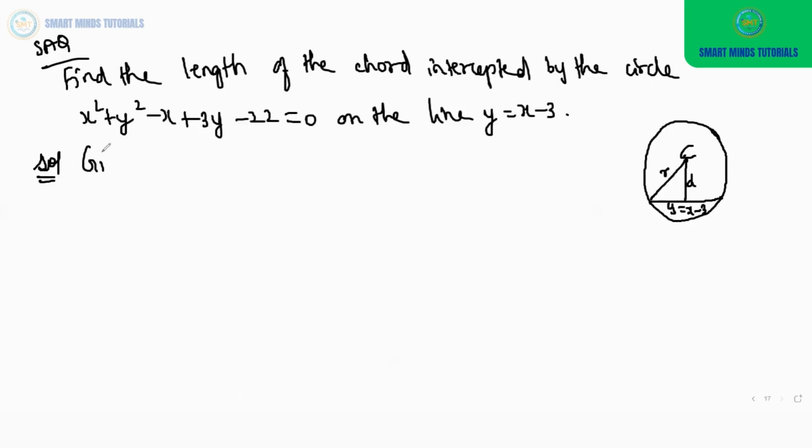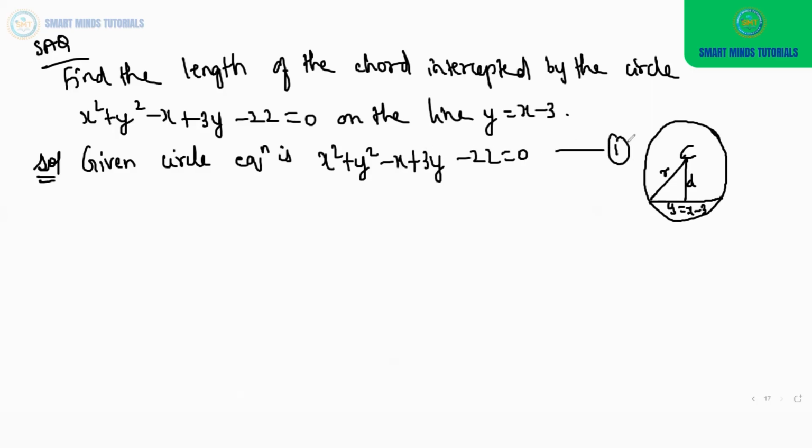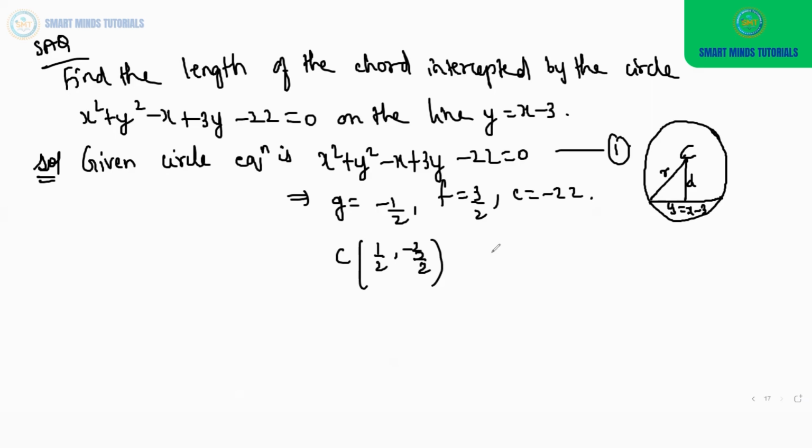Now first write down the given circle equation. x square plus y square minus x plus 3y minus 22 is equal to 0. Equation number 1. From the circle equation, find g, f, c. g is minus 1 by 2, f is 3 by 2, c is minus 22. Center is (1 by 2, minus 3 by 2).